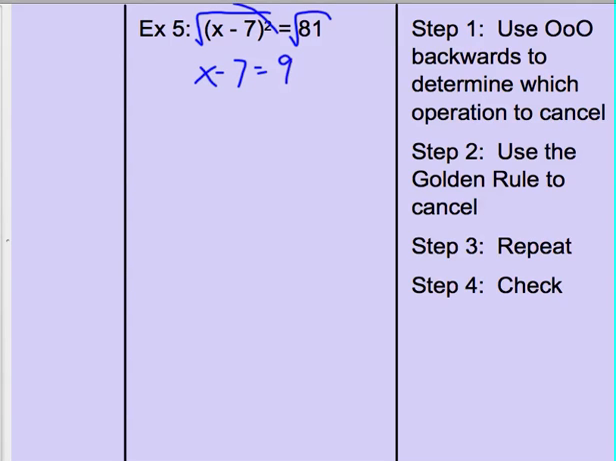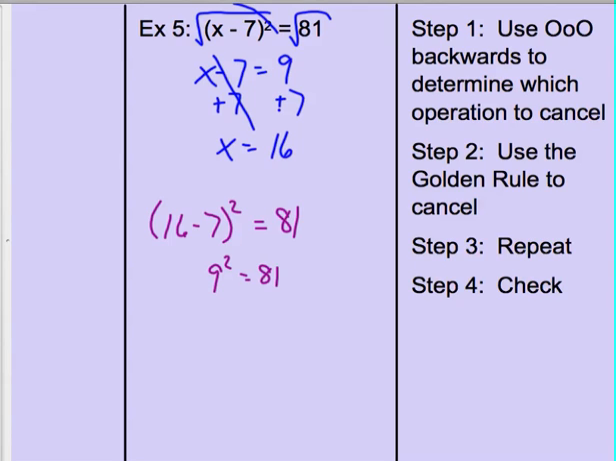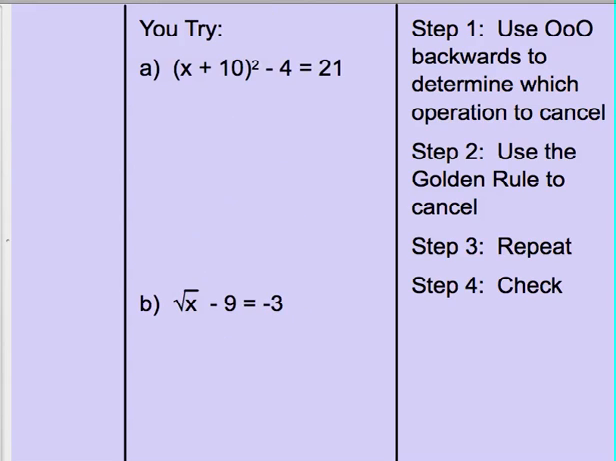How do I finish solving? Cancel the subtracting 7 by adding. 9 plus 7 is 16. So let's check our answer, substitute that back in to the original equation. 16 minus 7 is 9, and 9 squared is 81. You try problems.